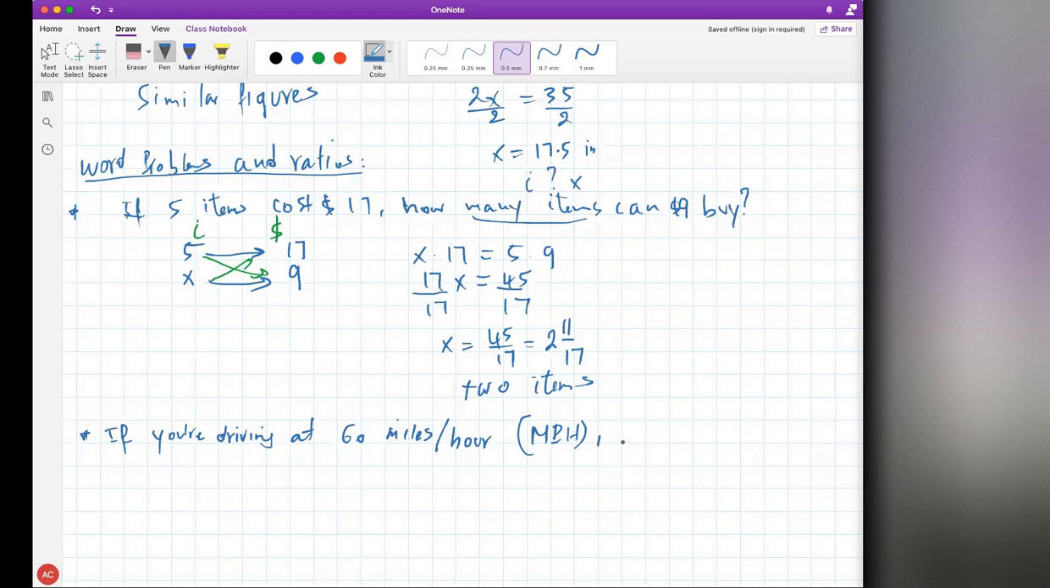How many hours will you need to travel 150 miles?